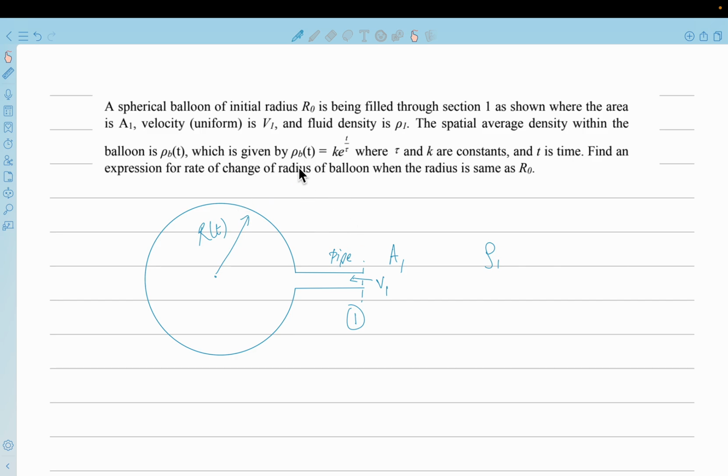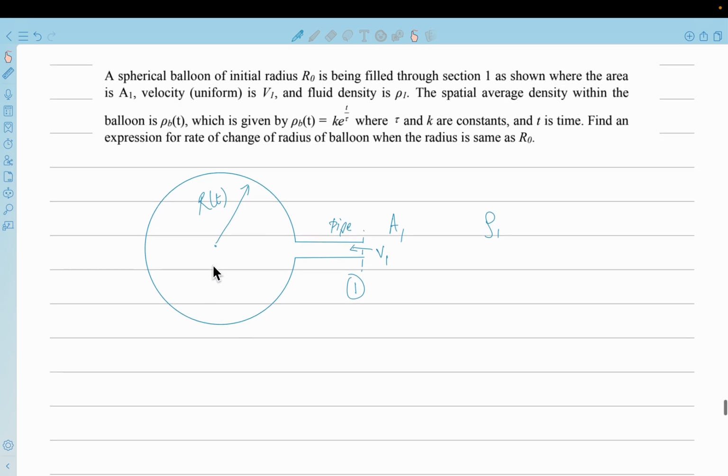What is given to you is that the density inside this balloon changes with time, and at any time you can write it as k e to the power t by tau, where tau is some constant, k is some constant. You have to find the expression for rate of change of radius. So we need to find d by dt of radius, which is a function of time. So how do we do this?